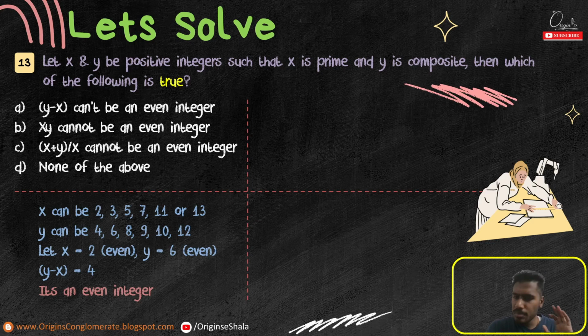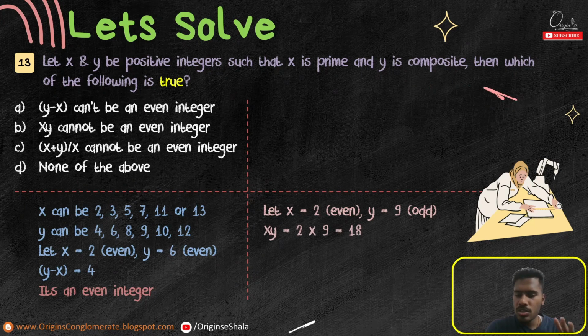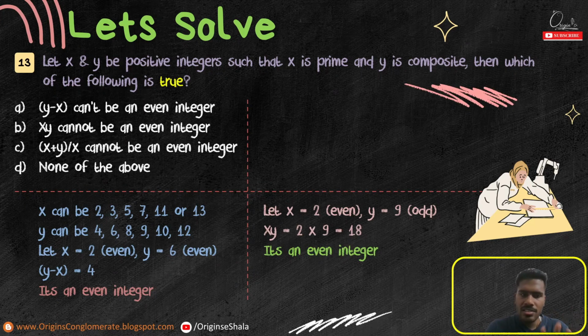As for the second, it is a multiplication. In multiplication, if I prove at least one of them is even, then my work is done. So I will take x as the even one and y as the odd one. Of course, it can be the opposite as well: you can keep x as any odd prime number and y as an even composite number. At the end of the operation, you will get that the final answer is even. So the second option can also be eliminated.